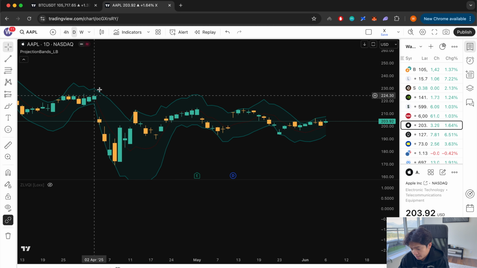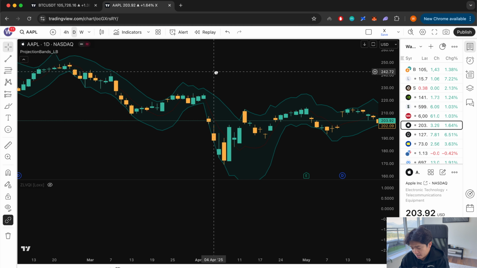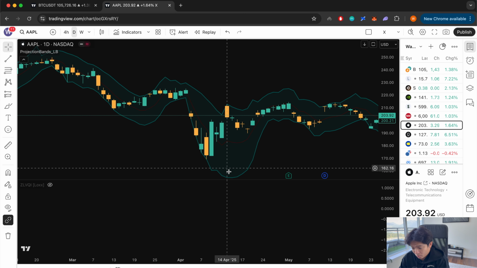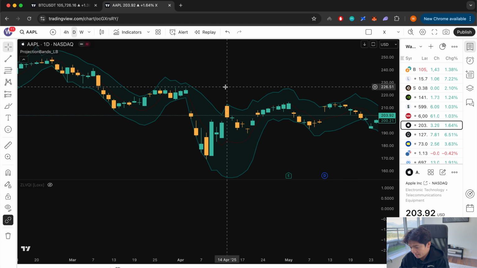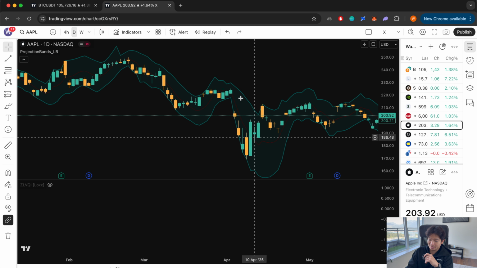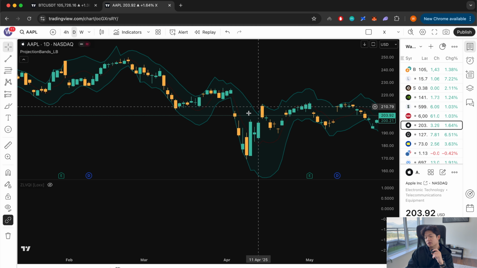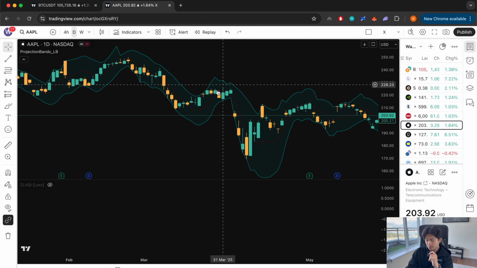Now, keep in mind the width of the bands here. It widens and it narrows down like this over here. What that means is not bearish or bullish. It just means when it's wide like this, it's in favor of the trend. And when it's narrow, it's more of a sideways market and you should watch for a breakout.